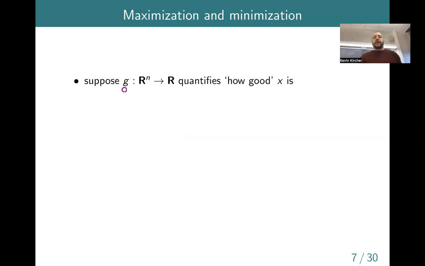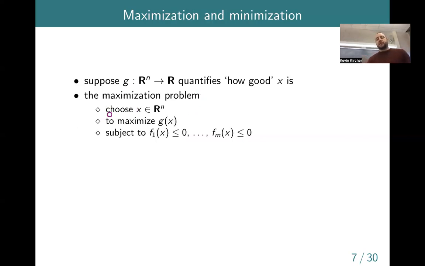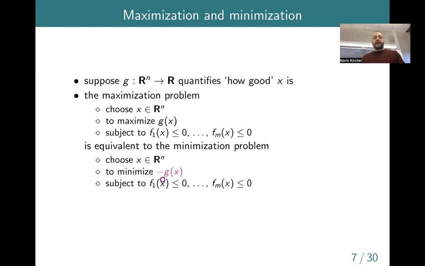So suppose that rather than having a function f naught, which quantifies how bad a candidate solution is, we have this function g that quantifies how good it is. And we want to solve a maximization problem: choose x to maximize that function g, which you can think of as value or revenue or benefit, something like that. And we still have a bunch of constraints. Well, equivalently, we can put that back into the canonical framework that I showed in the early slide by just minimizing negative g. So here our objective function f naught would just be negative g of x.